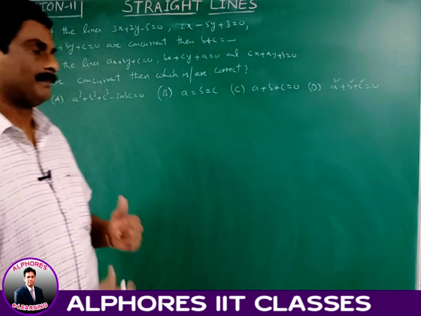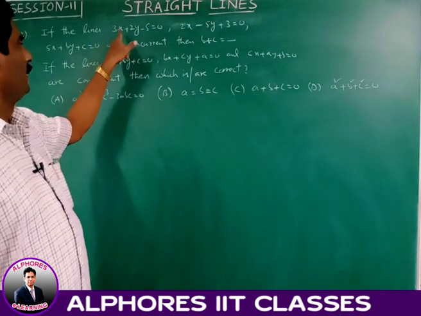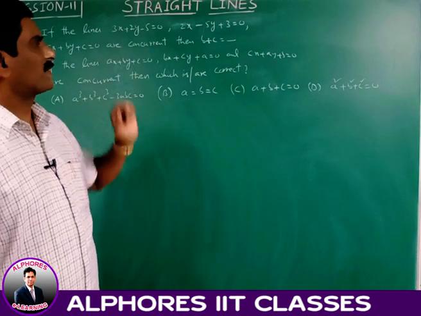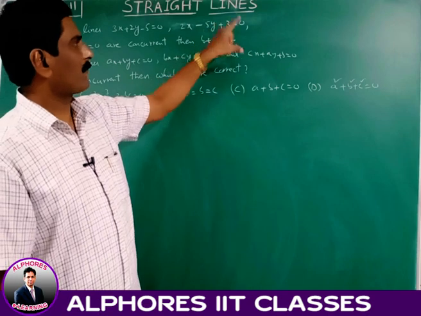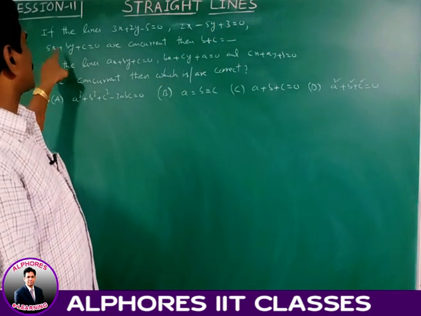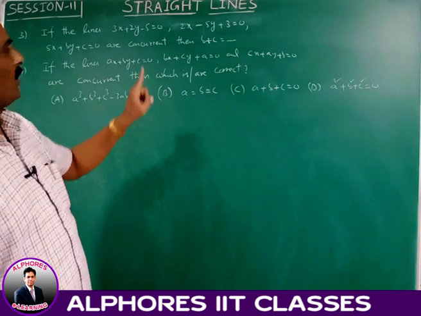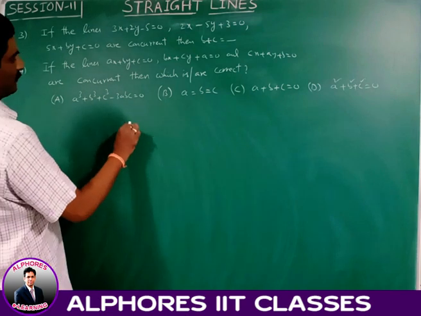Next, third one. Please note the question. If the lines 3x + 2y - 5 = 0, 2x - 5y + 3 = 0, 5x + by + c = 0 are concurrent, then b + c = dash.